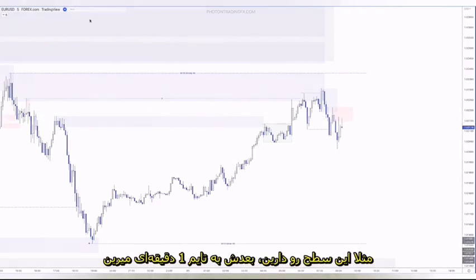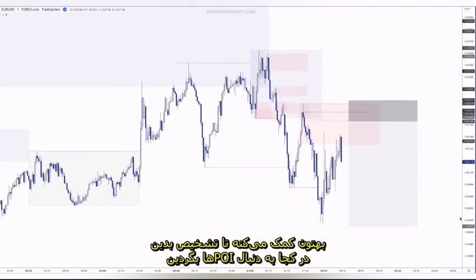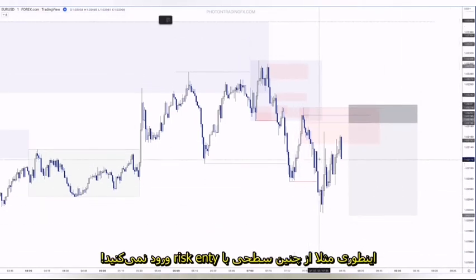If you have this level here, then you drop down to the M1, and that can give you a lot more confidence of where, the sort of POIs you want to be looking at. And you don't want to be, for obvious reasons, shorting from a level like this with the risk entry, right? This is what we want to wait for.